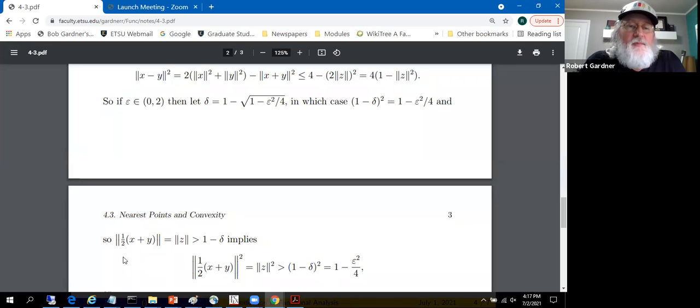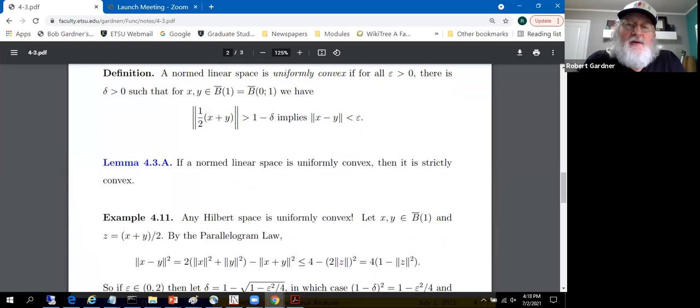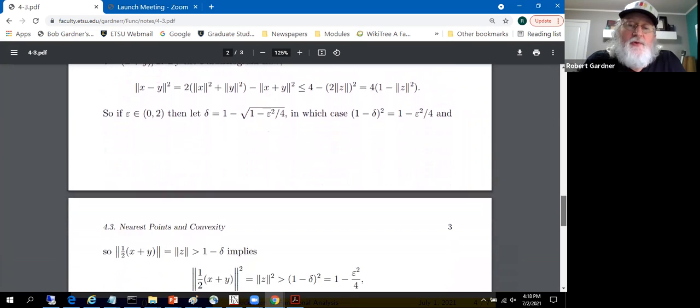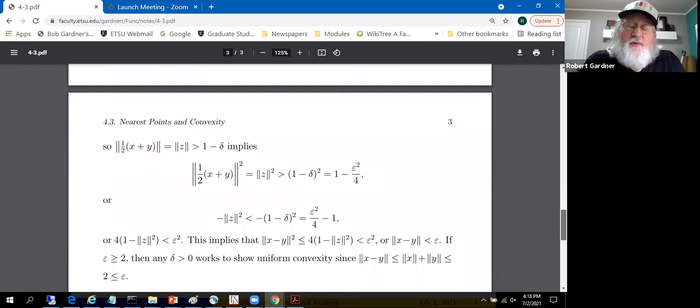And the norm of 1/2 x plus y, that was the norm of z, greater than 1 minus delta. Like we said, we want to take this as a hypothesis, and we want to show the norm of x minus y is less than epsilon. So we're at the stage of assuming 1/2 x plus y is greater than 1 minus delta. Next, we need to show this. Norm of x minus y is less than epsilon. Definition of uniform convexity.